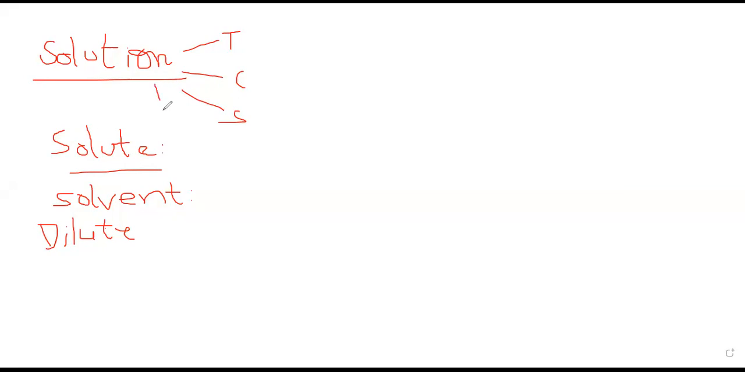And solutions are again divided into another area depending on the solubility. For example, saturated solution, unsaturated solution and supersaturated solution. What do you mean by saturated solution? A saturated solution is one in which the exact amount of the solute that forms a homogeneous mixture is present. That is known as saturated solution. Am I correct here? Okay.